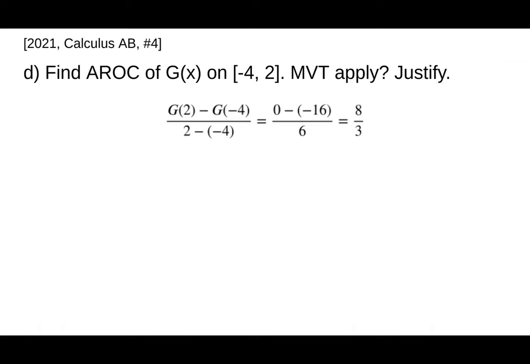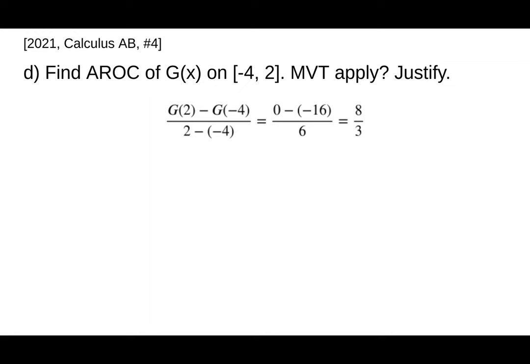All right, so if I want the average rate of change of g, I can just do g of 2 minus g of -4 over 2 minus -4. So 2 minus -4 is just 6. For g of 2, I can use the graph to find the value of g of 2 as a definite integral. Same for g of -4. And we get 16 over 6, which reduces to 8/3. So the average rate of change of g on the interval from -4 to 2 is 8/3.